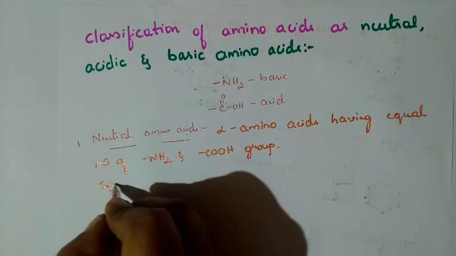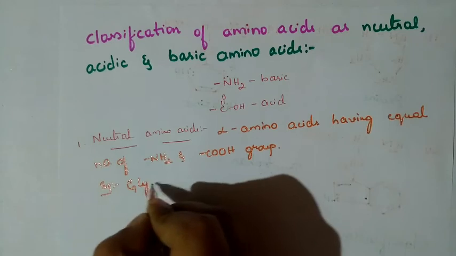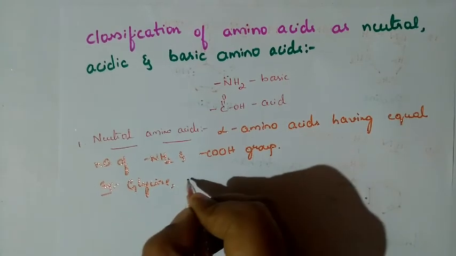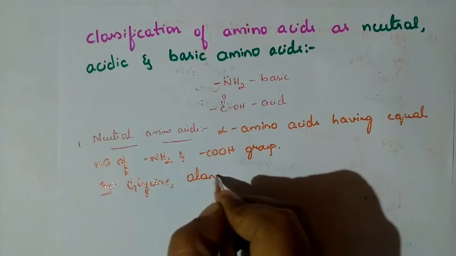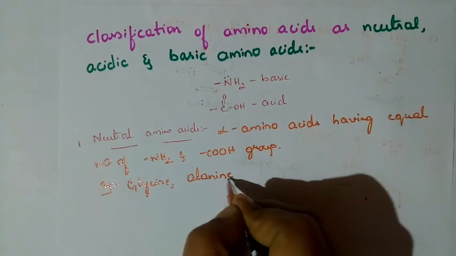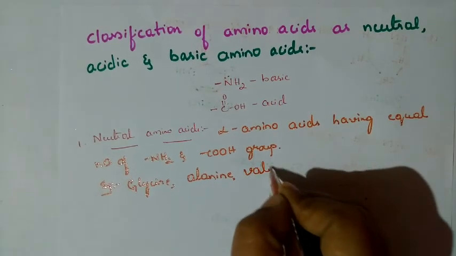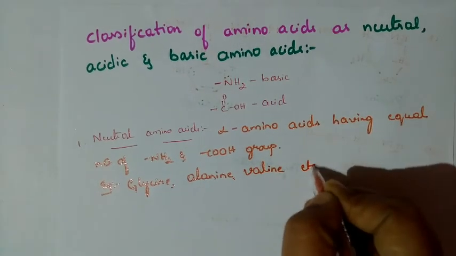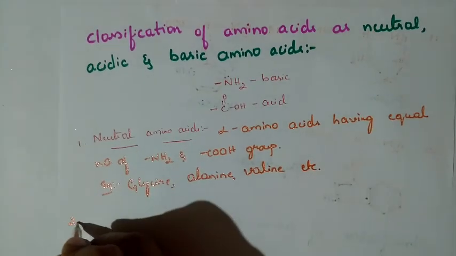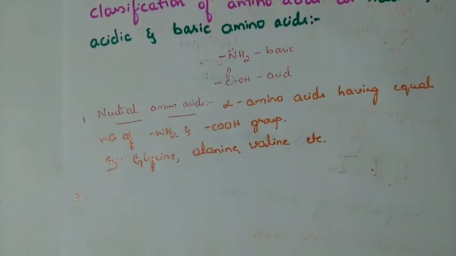So that is example: glycine, alanine, valine, etc. Next, we'll move on to the next part, that is acidic amino acid.